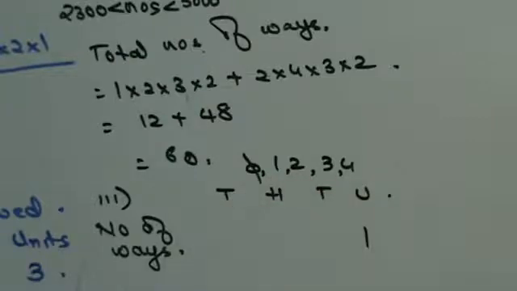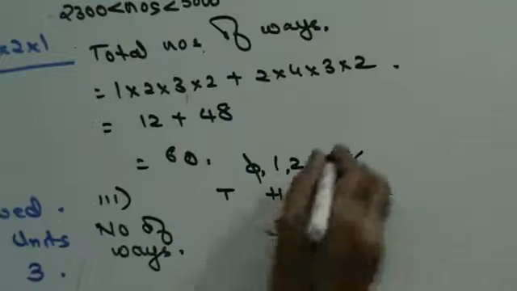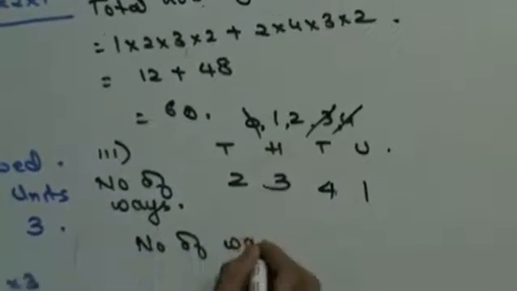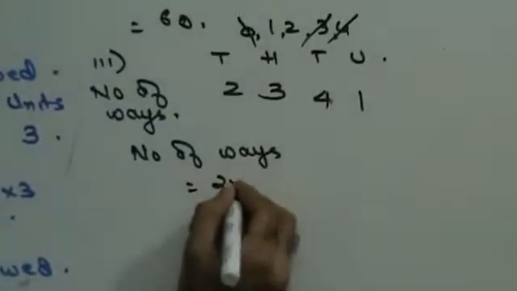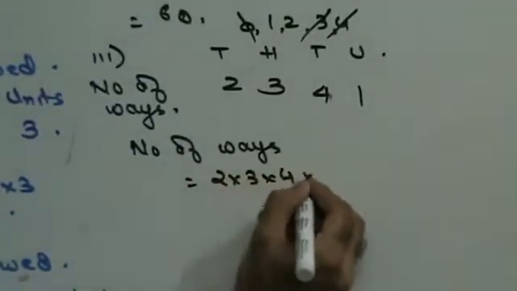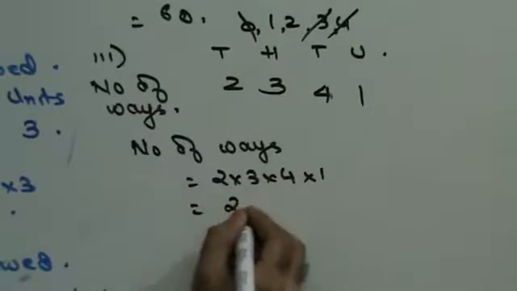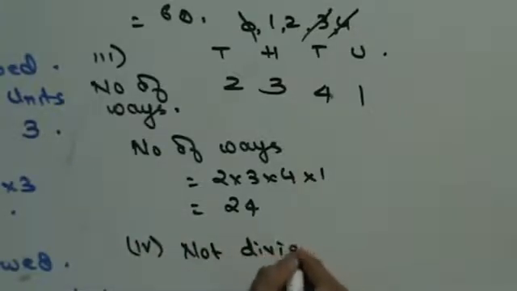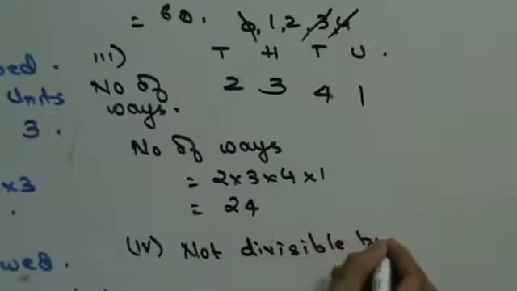How many other alternatives do I have? I have 4, 3, 2. So number of ways will be 2 into 3 into 4 into 1. 3 2s are 6, 6 4s are 24. There are 24 numbers that can be formed which are divisible by 5. Right? Next, not divisible by 5.